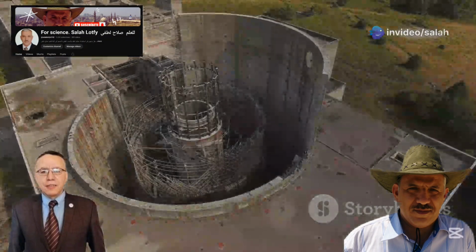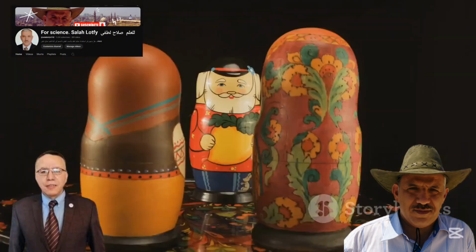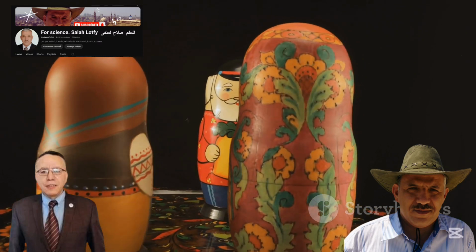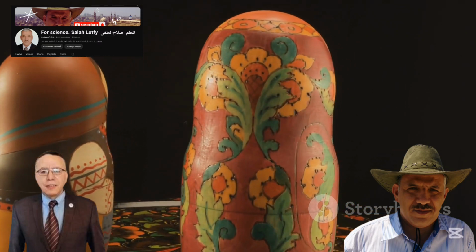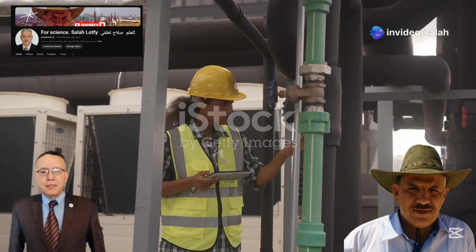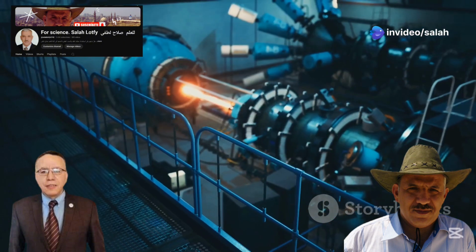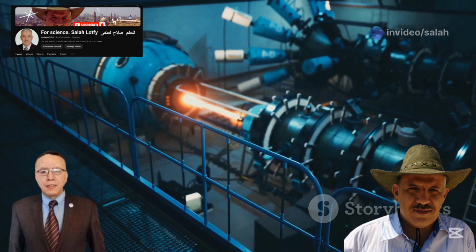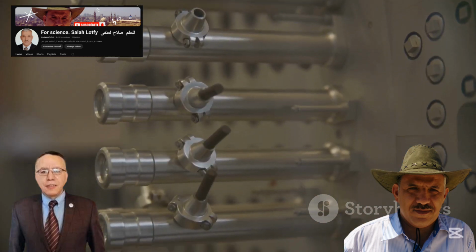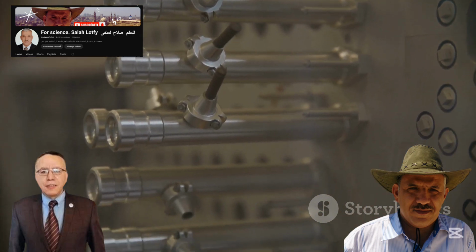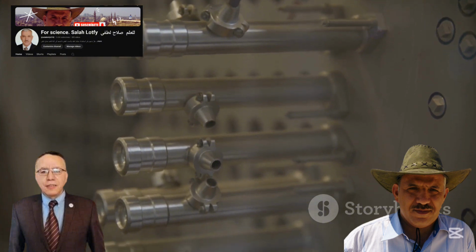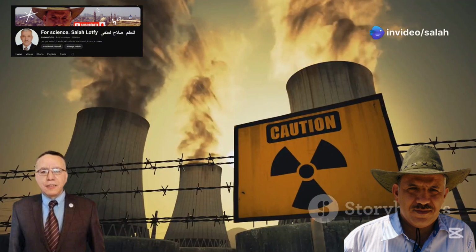Nuclear reactors are designed with multiple safety layers. Think of it like a Russian nesting doll, with each layer providing additional protection. This approach is called defense in depth. The first layer is the reactor itself. It's designed to prevent accidents from happening in the first place. The fuel used in reactors is carefully controlled. This prevents runaway reactions.